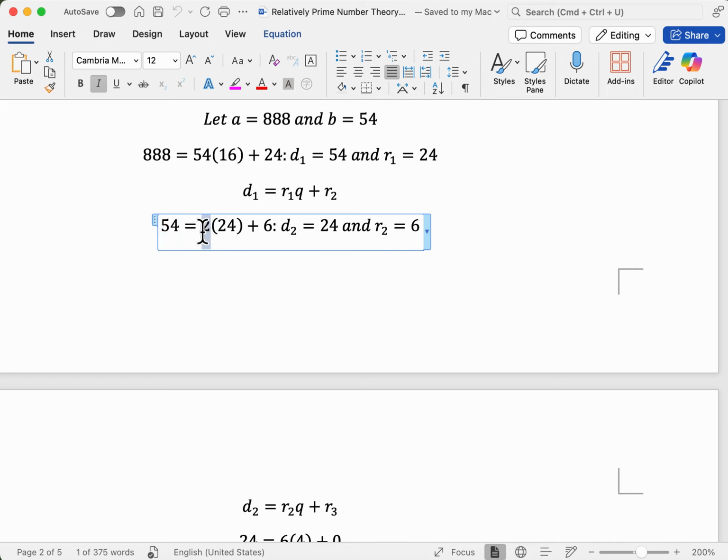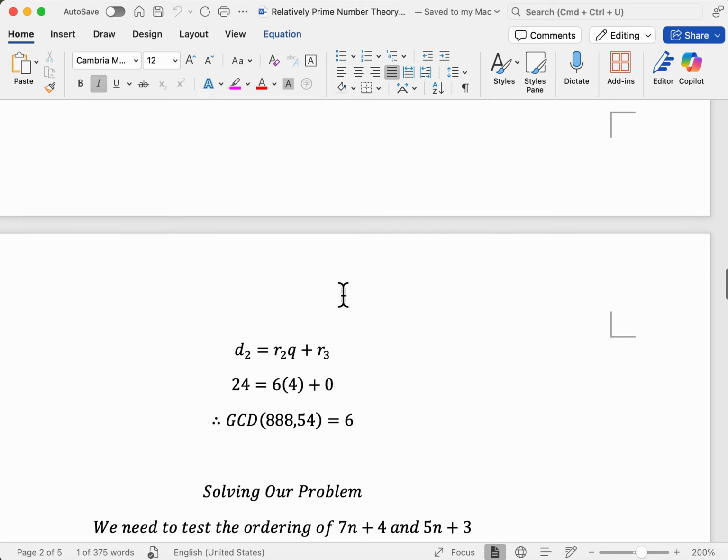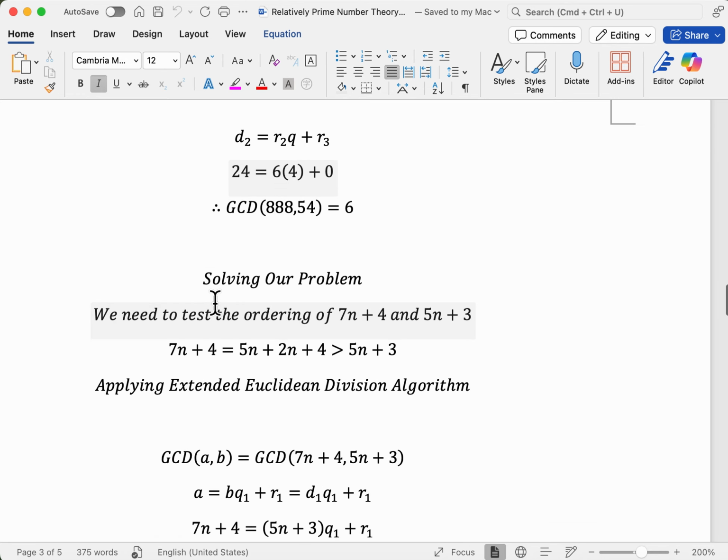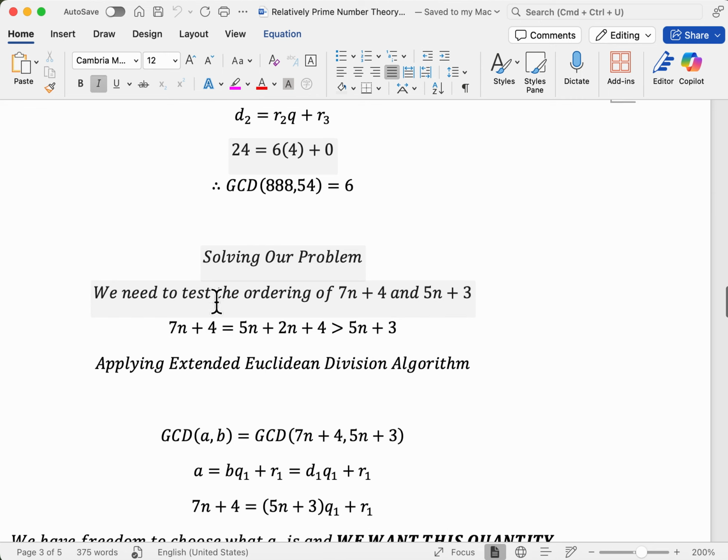We get 2 times 24 goes in there, but it leaves us a remainder of 6. Do it one more time. Oh, 24 is divisible by 6. We are done. So the greatest common divisor of 888 and 54 is 6. Now back to actually solving our problem.